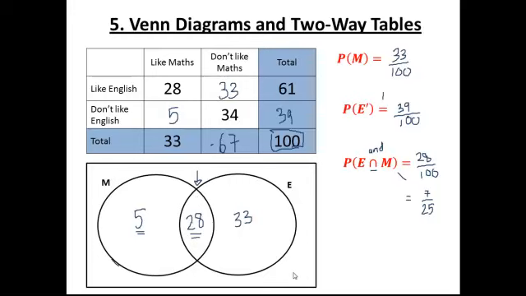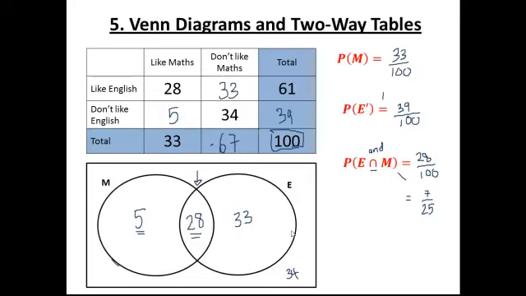Now we need to somehow account for the people who don't like anything, because in the circles we've only got people who like maths and who like English. So outside here goes the number of people who don't like anything. So they don't like maths and they don't like English. So where can you find that in the table? That is that number here. These guys here, they don't like maths and they don't like English. So I've got 34 people who don't like English or maths, so they go outside of the circles.